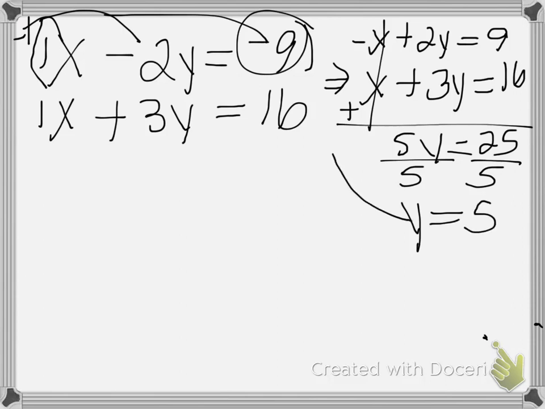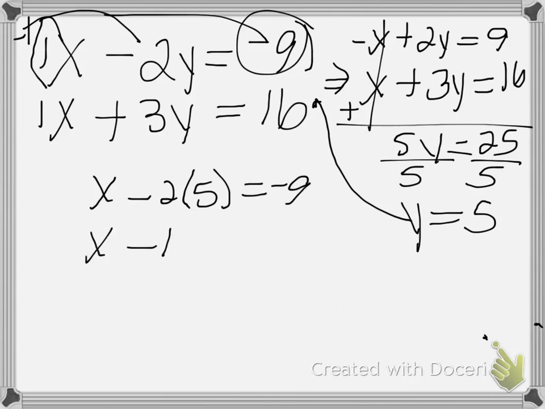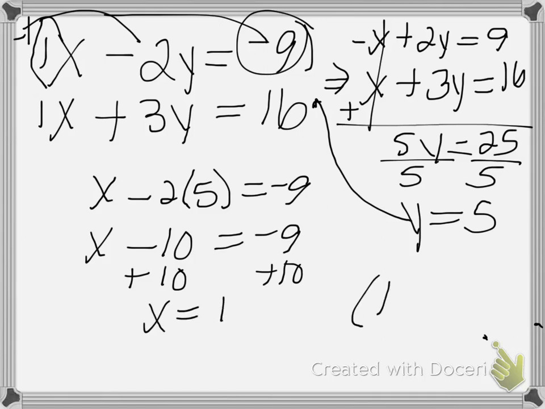So again, go back up to one of your original problems and go ahead and substitute. So it's going to be x minus 2 parentheses 5 equals -9. So it's going to be x minus 10 equals -9. I'm going to add 10. So x is equal to 1. So final answer of 1, 5.